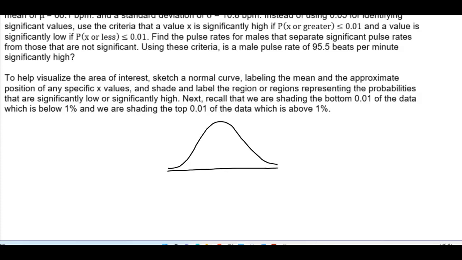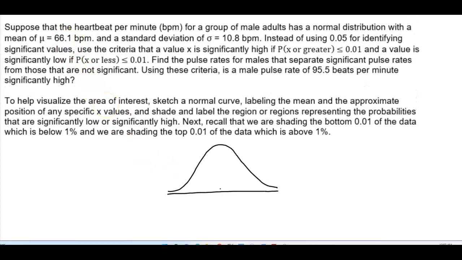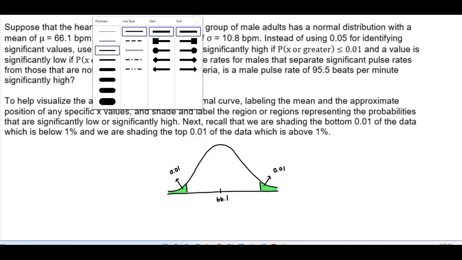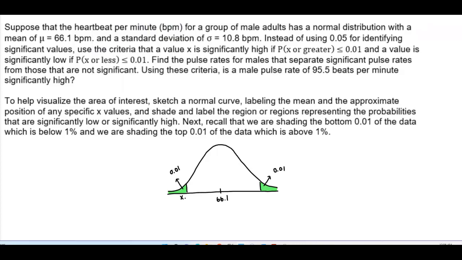So there's our bell curve, and what we do know is the mean, which is 66.1. We also know that we're looking for the shaded areas on the left and to the right. This area represents 0.01, and this area also represents 0.01. What we want to find is the x value associated with those two areas. So we're looking for x1, and we're looking for x2.